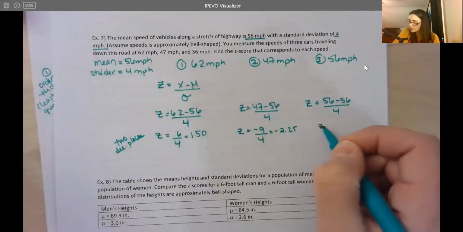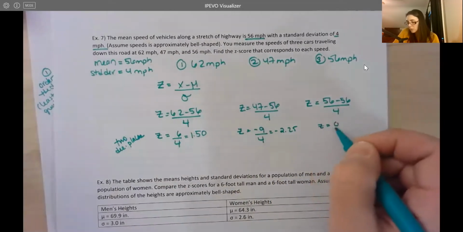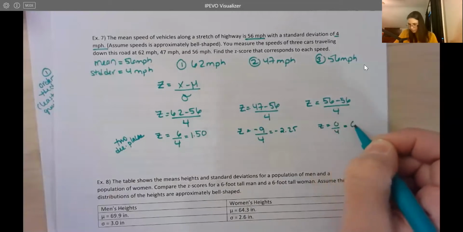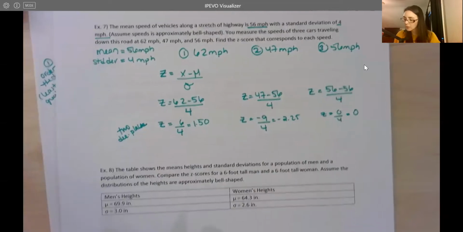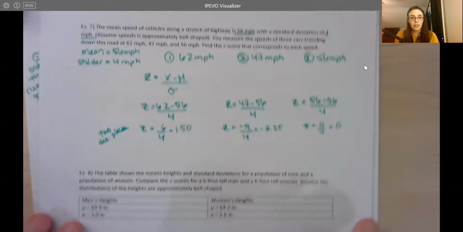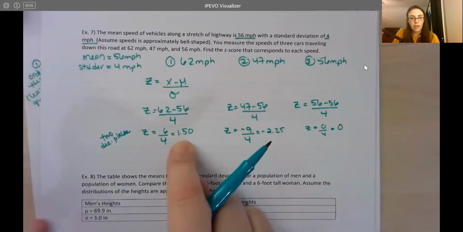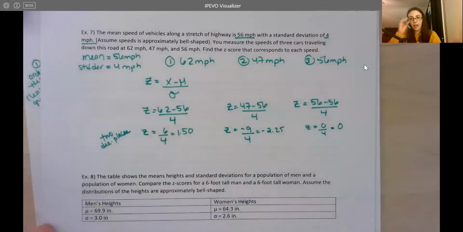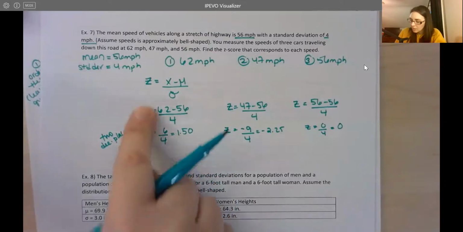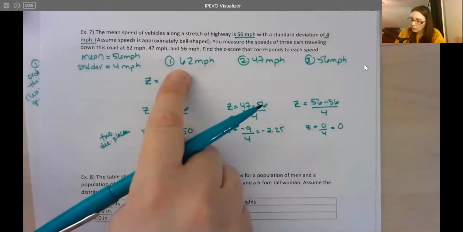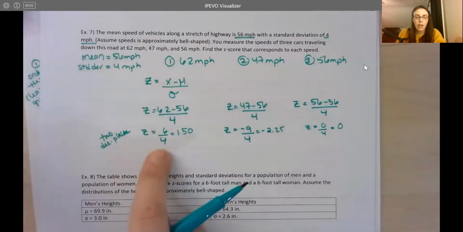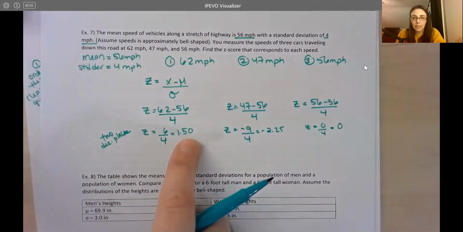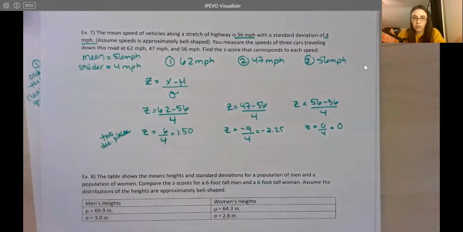And then for the last one, 56 minus 56 is 0. So I get 0 over 4, which is just 0. You don't need the 2 decimal places there, but you can if you want to. So what we see here is that our first value is 1.5 standard deviations from the mean. So this value occurs to the right of the mean, which means it's larger, which is true, right? 62 is bigger than 56. But it's a usual value. It's still within 2 standard deviations.